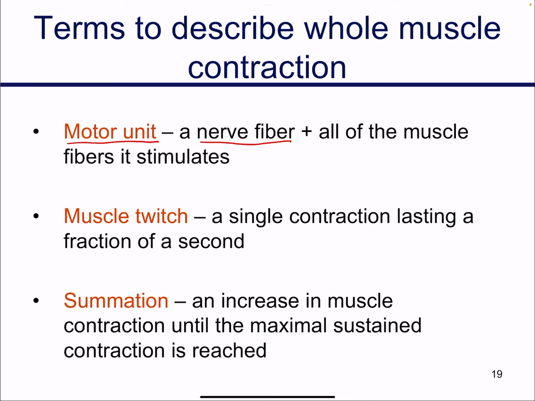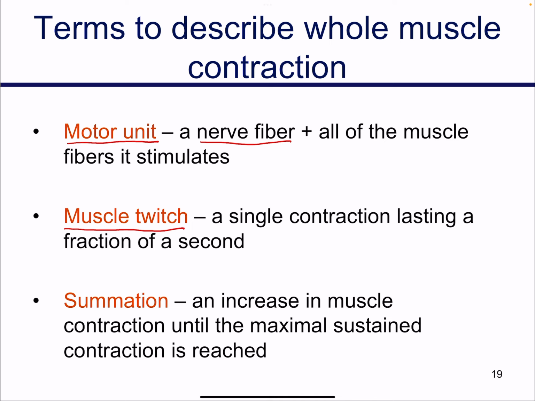Right? Then we have another term, the muscle twitch. What is a muscle twitch? A muscle twitch is basically a single contraction, right? Lasting about a fraction of a second. So you have a stimulus that comes in, and that stimulus is going to cause the shortening of a muscle fiber. That's a muscle twitch, right?